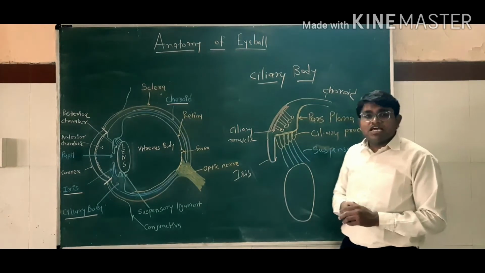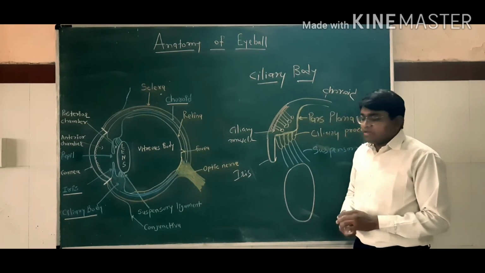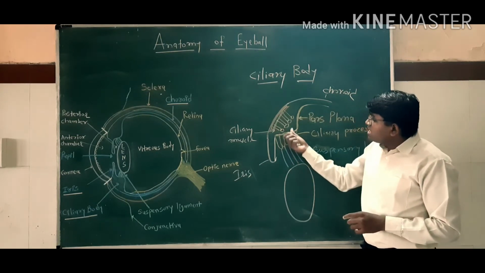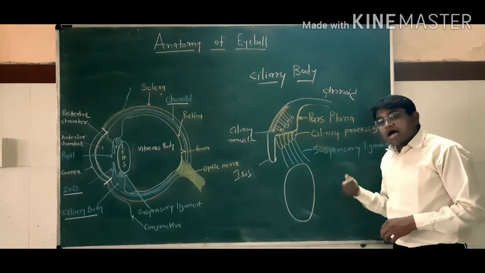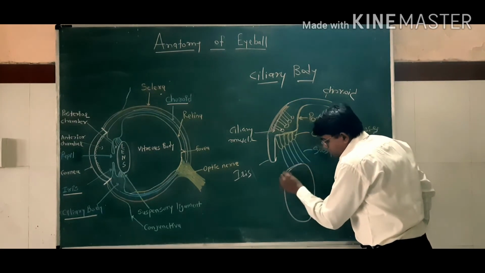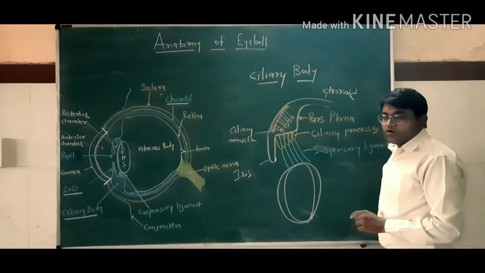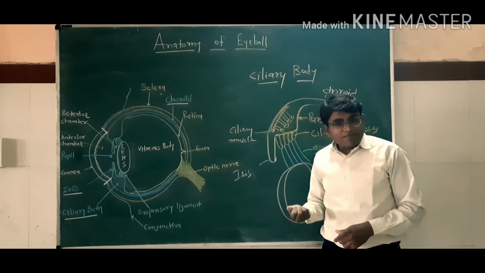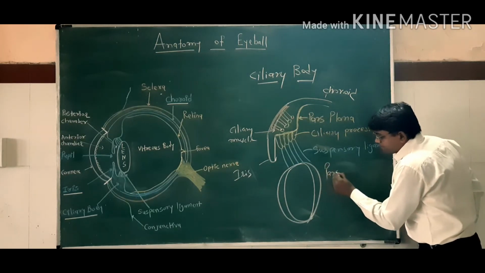The function of the ciliary muscle is to adjust the lens for near vision. For near vision, the lens should be thicker. So when the ciliary muscles contract, the suspensory ligaments become relaxed, and when the suspensory ligaments relax, the lens becomes thicker. The ciliary muscles are supplied by parasympathetic nerves, and they form one parasympathetic pathway.